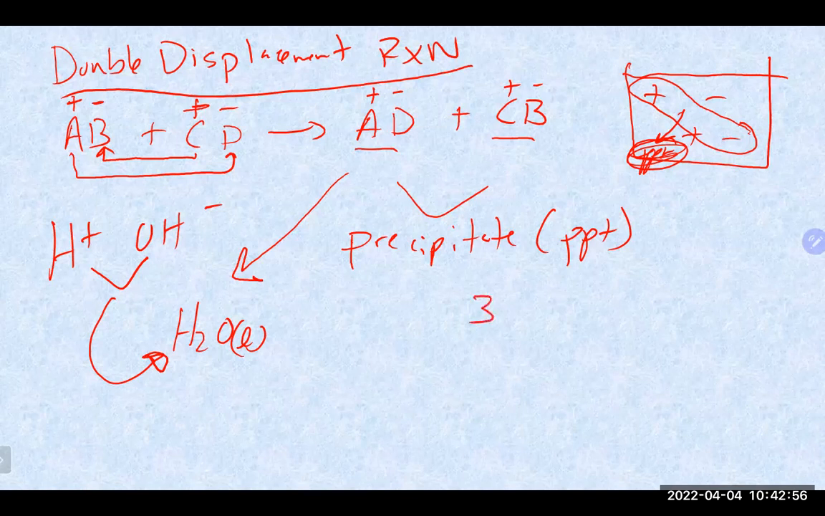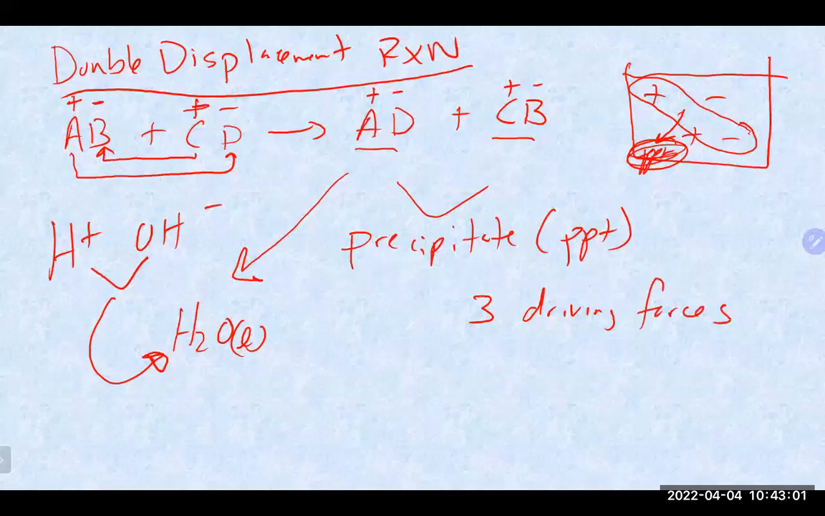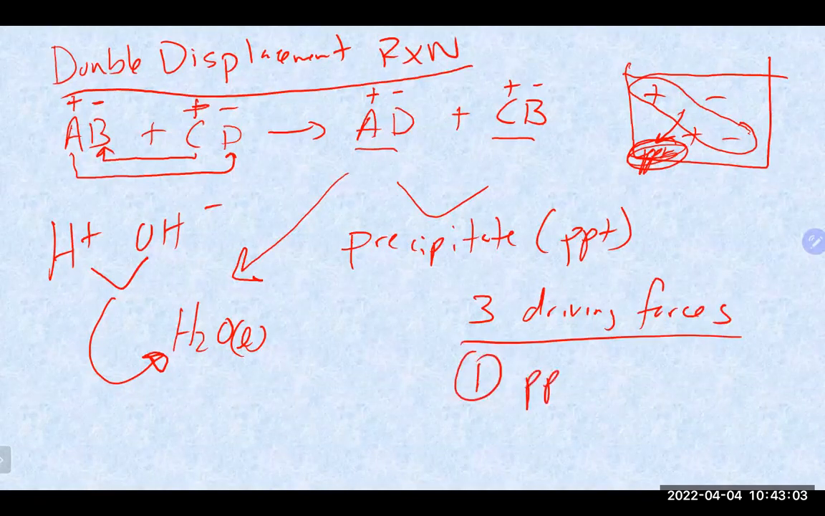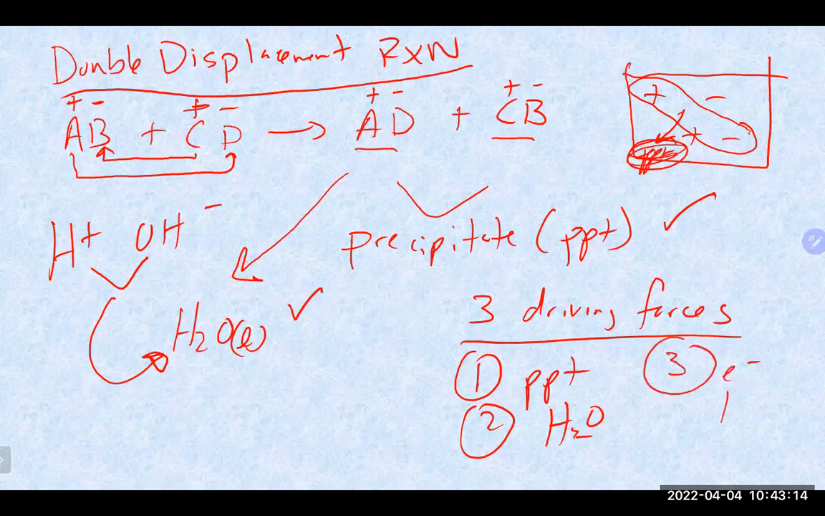The three driving forces for chemical reactions are: a precipitate is formed in a precipitation reaction, the formation of water, like what we see in an acid-base reaction, and what we'll talk about at the end of this chapter, electrons being transferred, which occurs in redox reactions. So those are the three reasons why we say this chemical reaction takes place: one of those three things is happening in this process.